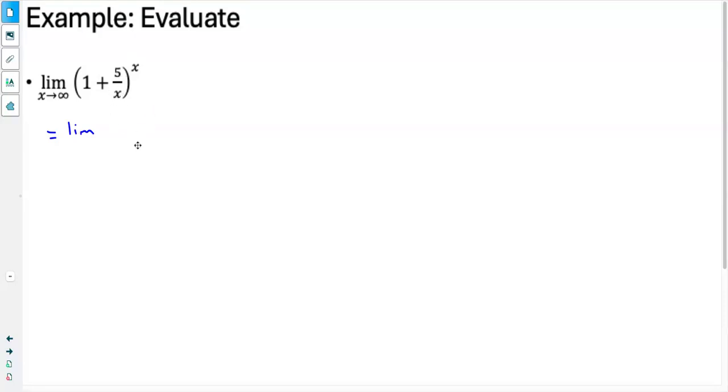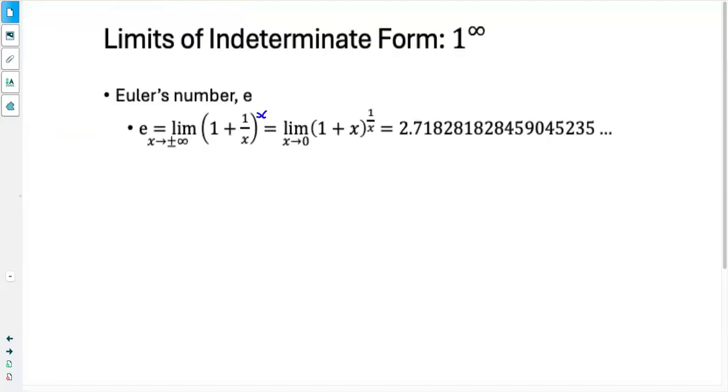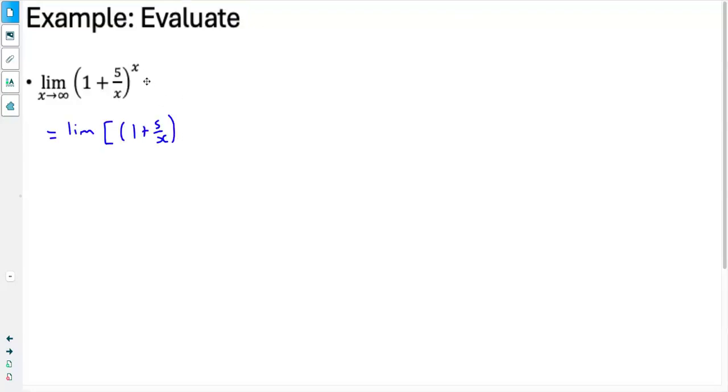of, we want to change it to a form that's on the previous page, of 1 plus 5 over x. But instead of going to the power of x, we want to set it up like this, where if it was 1 over x, it's to the power of x, or seeing we're going to infinity, so therefore we want it to the power of x. So therefore, in this case, because it's 5 over x, we need to do it to the power of x over 5.